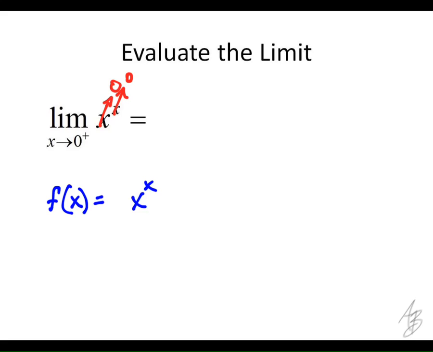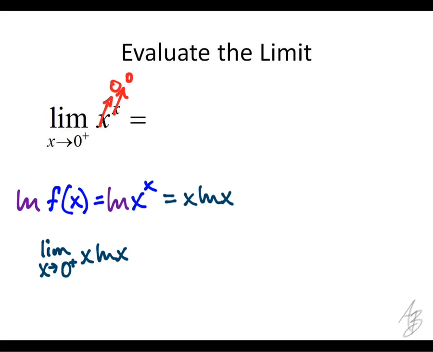So since this is 0 to the 0, we're going to do the same thing we did before. We're going to say f of x equals x to the x, and then we're going to take the natural log. And we're going to rewrite it then using our exponent laws for logs. And we take the limit as x approaches 0 from the right of x times the natural log of x.